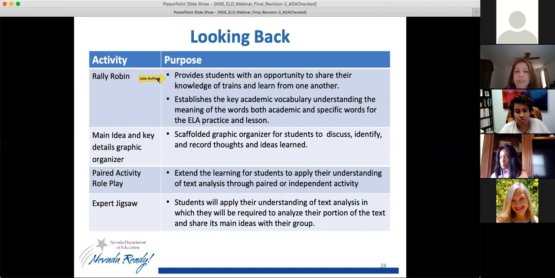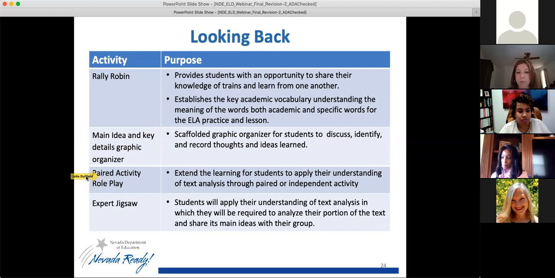Well, it provides students an opportunity to share their knowledge of trains and learn from one another. They definitely get to talk with one another, share, read, interact. It establishes the key academic vocabulary, understanding the meaning of the words, both academic and specific words for the ELA practice and lesson. The activity with the main idea and key details is just as important as students are reading multiple texts. It allowed them to scaffold. They were given a scaffolded graphic organizer, and they were able to discuss, identify, and record their thoughts and ideas learned.